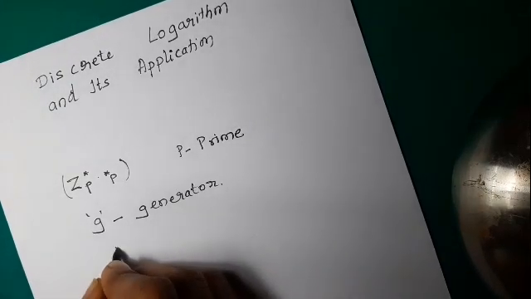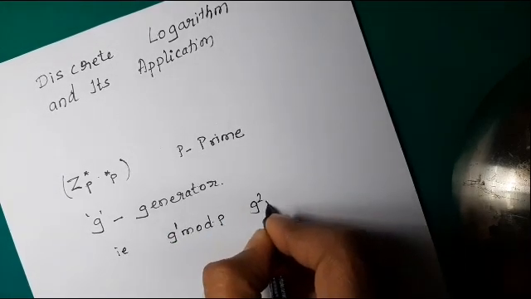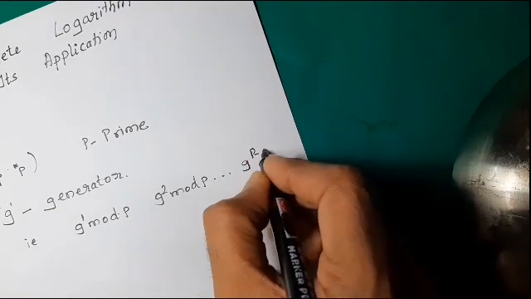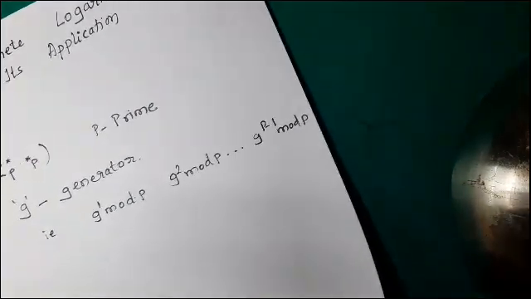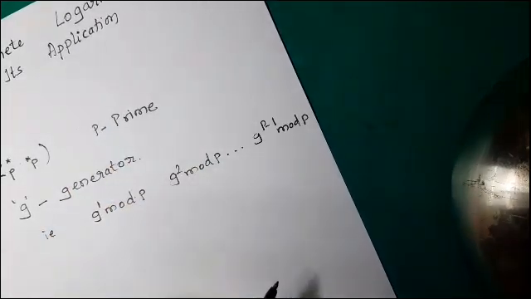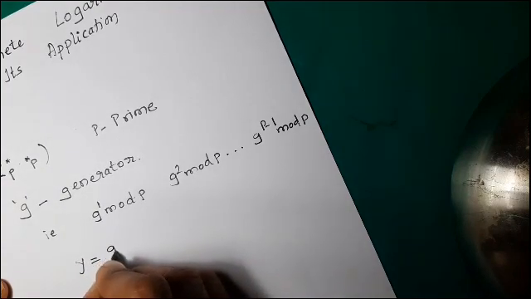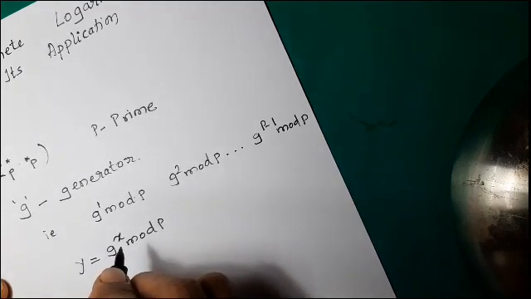That is, g raised to 1 mod p, g squared mod p, and so on, up to g raised to p minus 1 mod p. We are going to generate the elements of Zp. So I will express this whole thing as y is equal to g raised to x mod p, and it is referred to as modular exponentiation with a base g and modulus p.